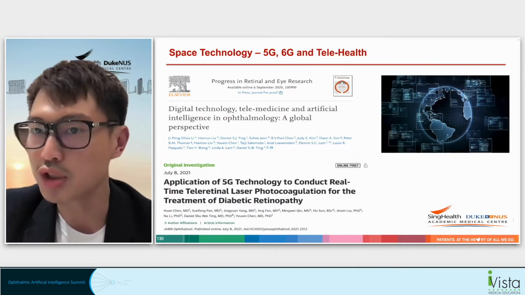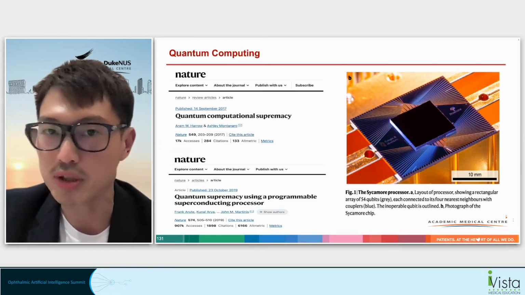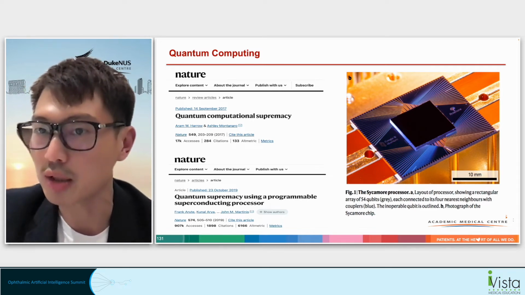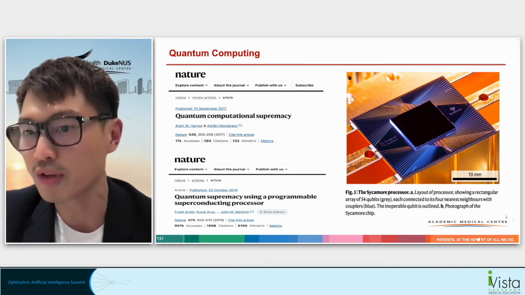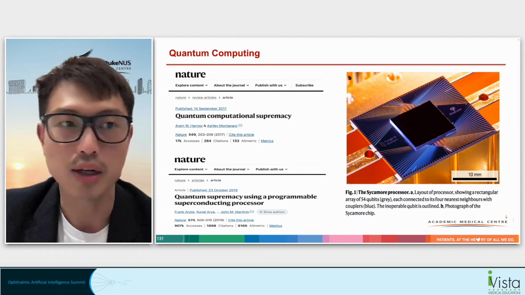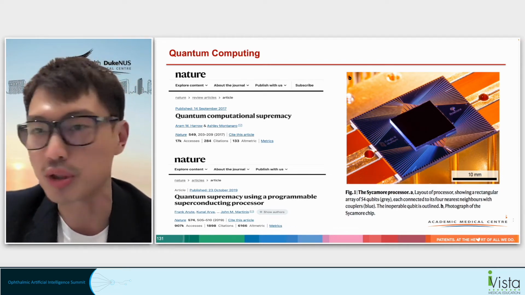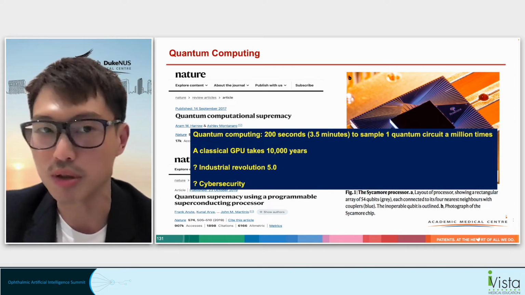5G, 6G, and telehealth are something that I've mentioned before in the previous slides. And quantum computing, a super exciting technology that would potentially push, in my mind, the fourth industrial revolution to the fifth. How do we evolve from GPUs to quantum computers? I think there's a lot of research being invested into this field.